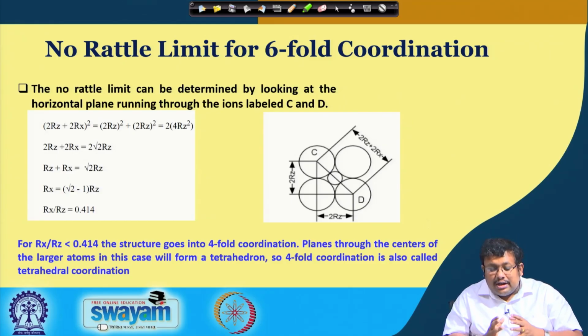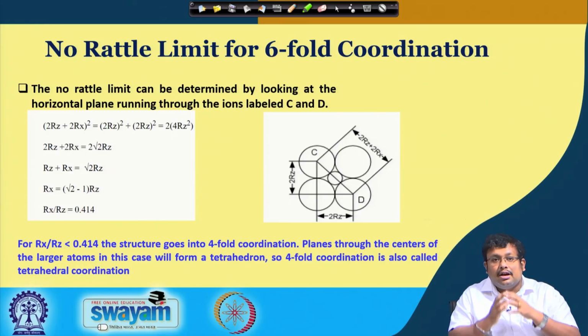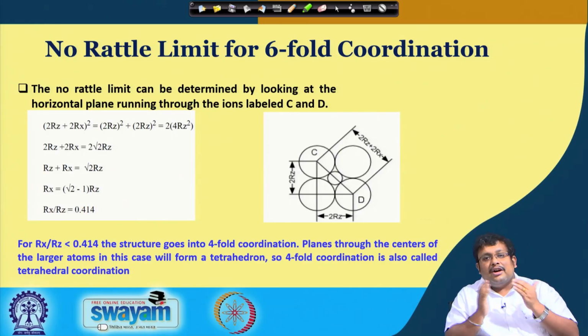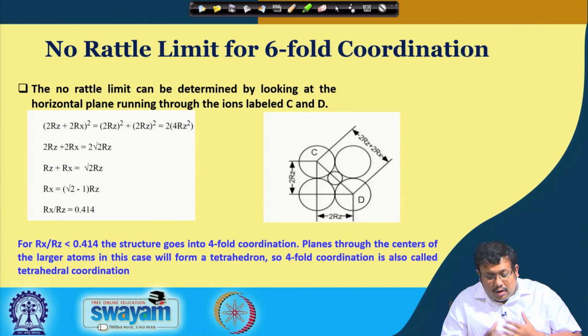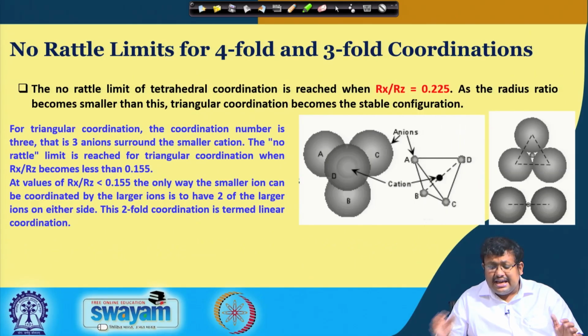And why do we call it 4-fold coordination? Because planes through the center of the larger atoms, in this case, will form a tetrahedron-like structure. So, that is called a 4-fold coordination, also known as the tetrahedral coordination. So, let us see one example.